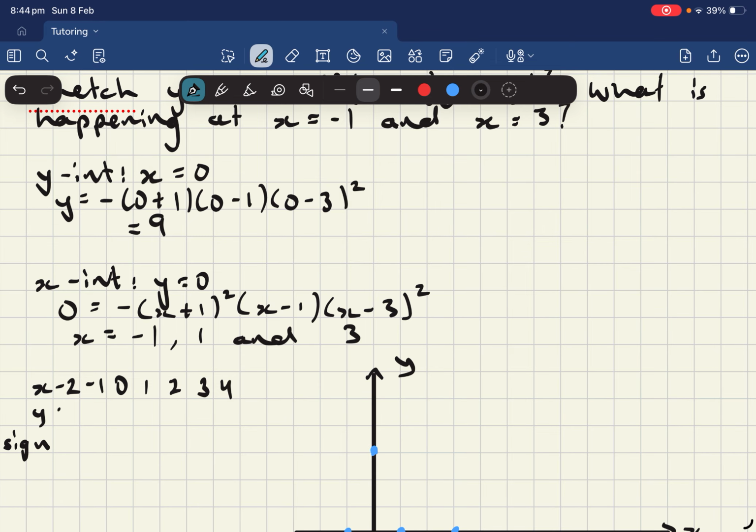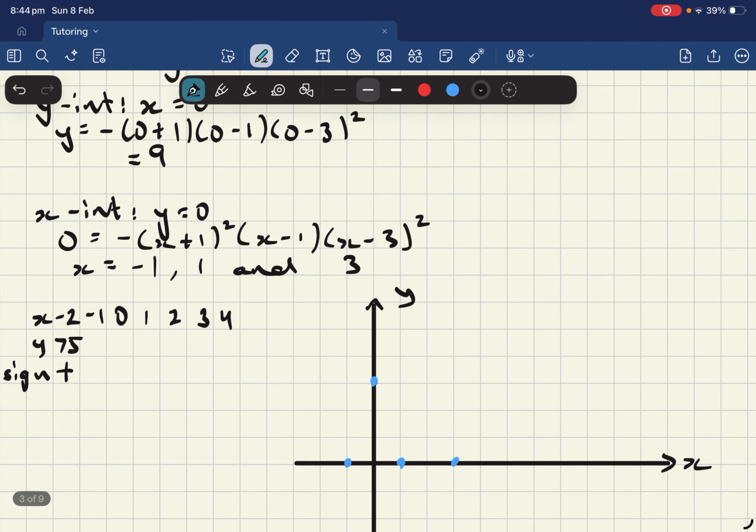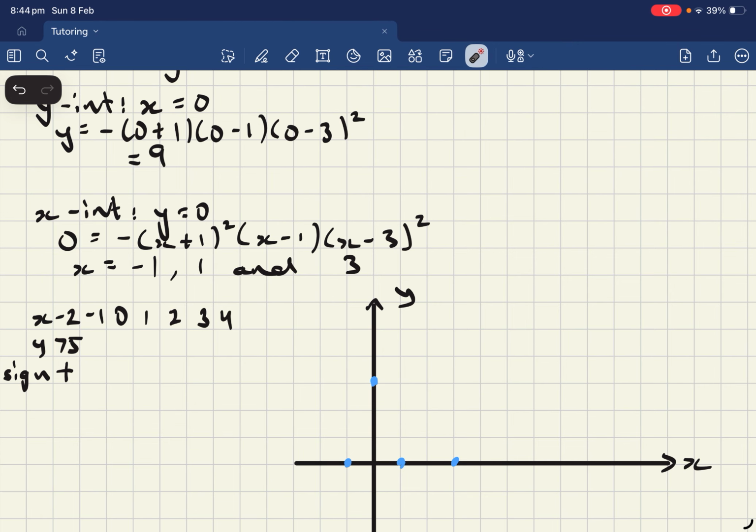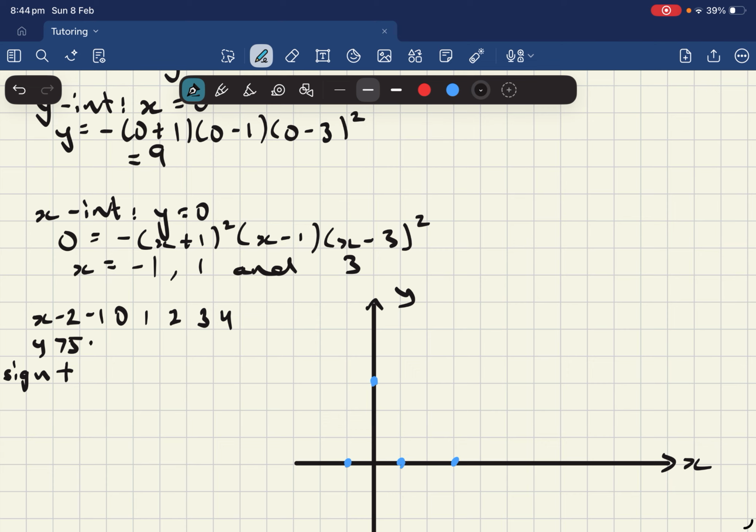You're going to get that y equals 75, okay? So it's going to be positive over here. So the sign, when we say positive, it just means it's going to be above the x-axis here. So the y value is positive. At negative 1, it's 0. So that just means 0 here. It's going to be an intercept. At x equals 0, y is 9, so it's positive here. At x equals 1, it's 0 again. At x equals 2, it's negative 9, so it's negative here. At 3, it's another 0, because that's the intercept. And at 4, it's negative 75, so it's going to be negative.